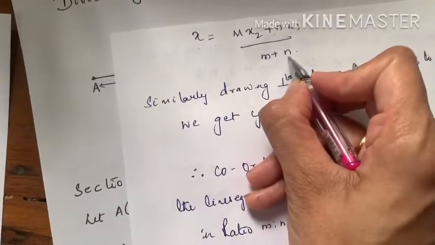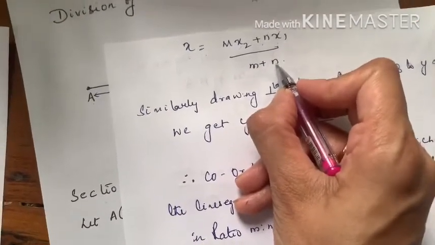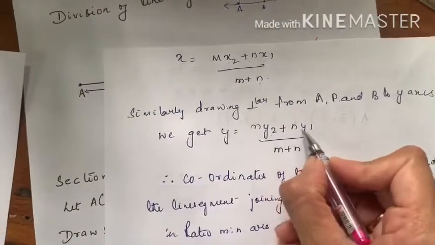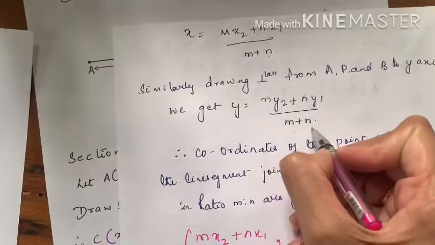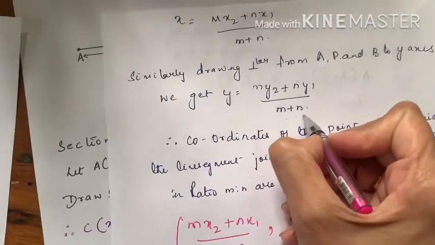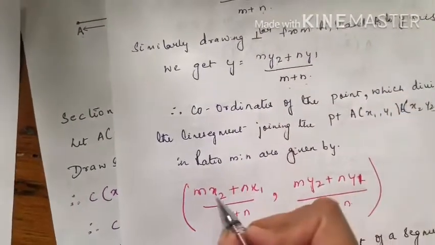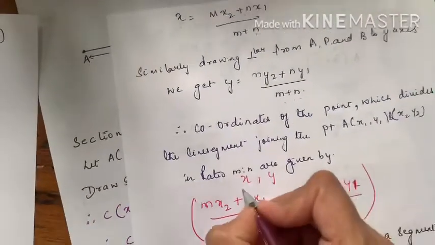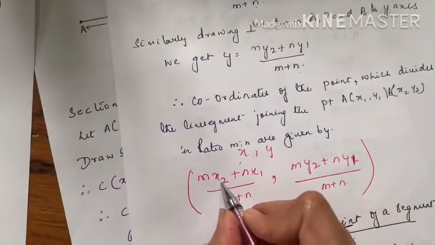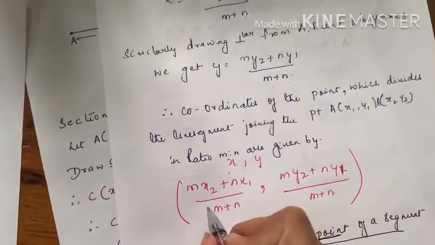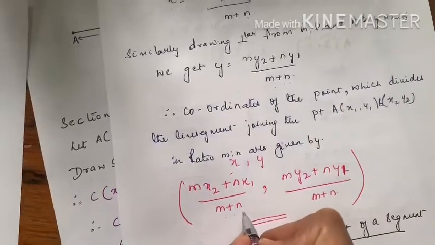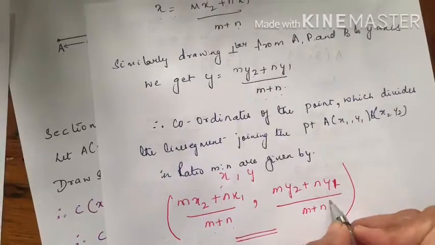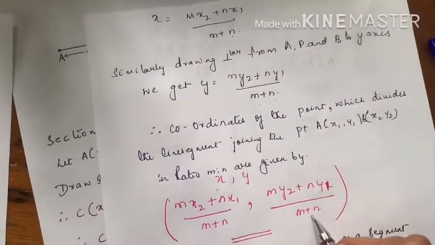Similarly, we can find it for y also. We get y equals my2 plus ny1 divided by m plus n. So dear students, our section formula is nothing but, we have x and y terms: for x it is mx2 plus nx1 divided by m plus n, and for y it is my2 plus ny1 divided by m plus n.